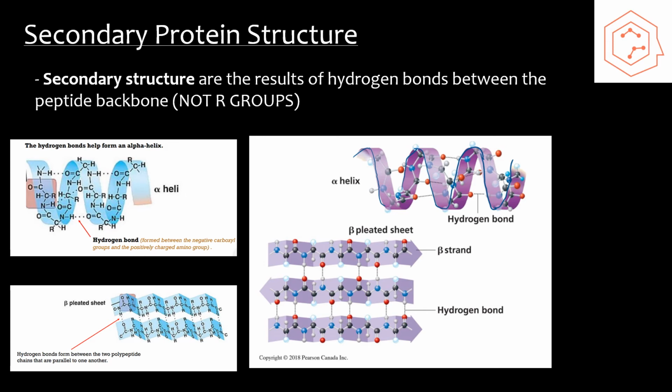So you have two secondary structures. You have an alpha helix and you have a beta pleated sheet. So this is an alpha helix and this is a beta pleated sheet. So let's talk about an alpha helix more in depth.